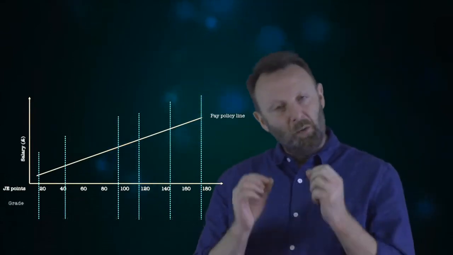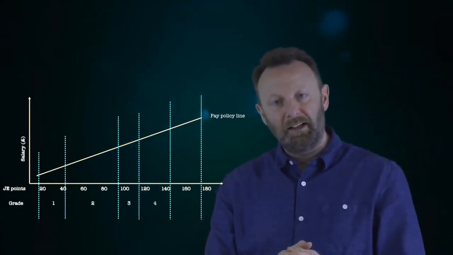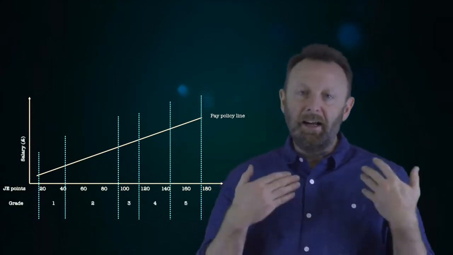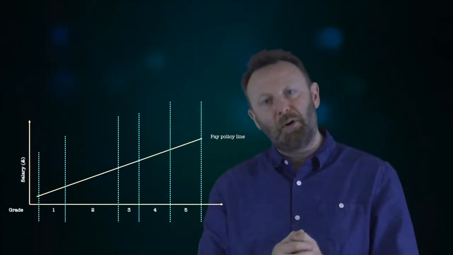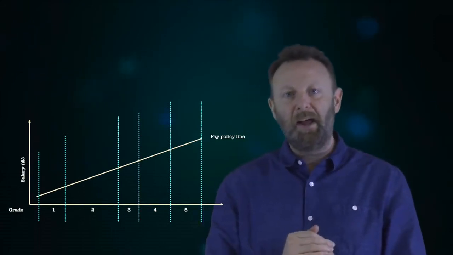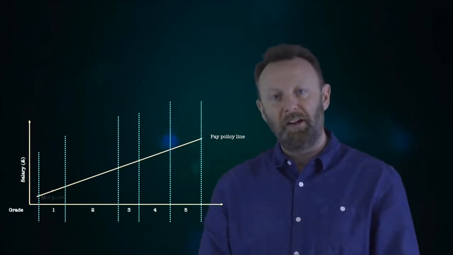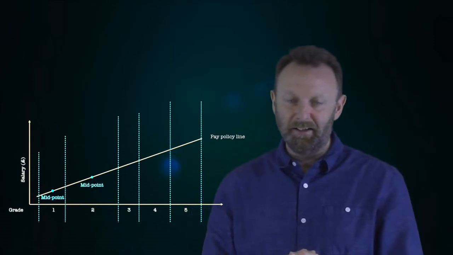Now, how we put that in place is to go back to thinking about a grade of jobs, and we say, where is the middle point of that grade? And where does that midpoint of the grade intersect with the pay policy line? And that will be the midpoint of your range of pay for all of the jobs within that grade.